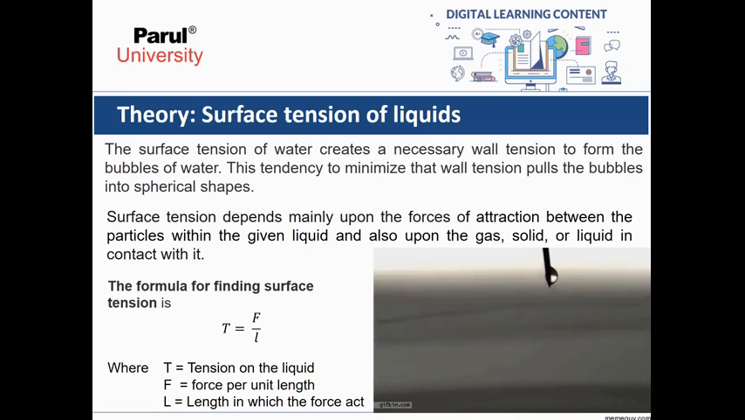Surface tension depends mainly upon the forces of attraction between the particles within the given liquid and also upon the gas, solid or liquid in contact with it. The formula for finding the surface tension is T is equal to F upon L, where T is the tension on the liquid, F is the force, and L is the length along which the force acts.